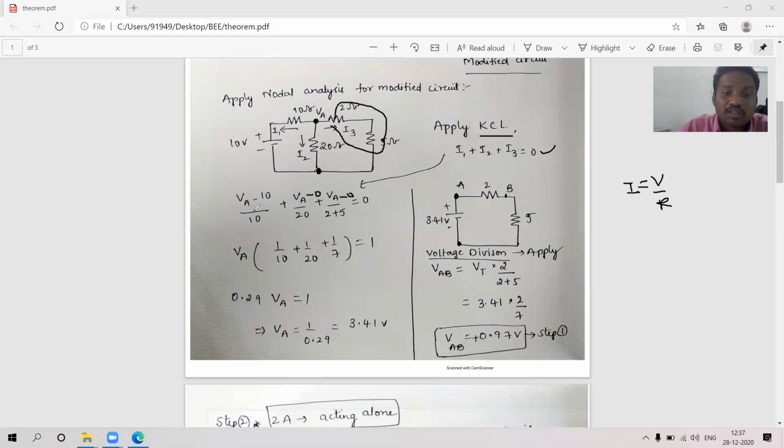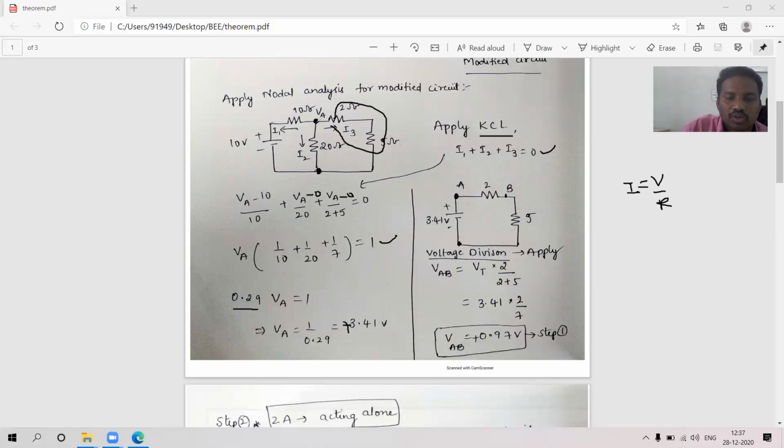When I write the VA coefficients, it will be VA of 1 by 10 plus 1 by 20 plus 1 by 7 is equal to minus 10 by 10, which is minus 1. If I shift to the right side, it is plus 1. When you do the LCM of this, the value is approximately 0.29 into VA is equal to 1. So VA is equal to 1 by 0.29, which is 3.41 volts. Okay, this plus 3.41 volts is the value we got.